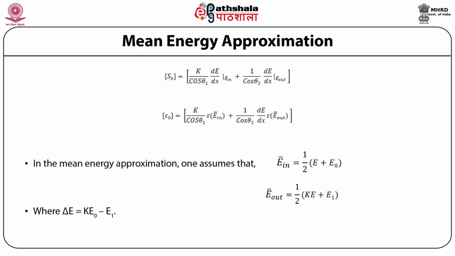In the mean energy approximation, one assumes that Ē in = 1/2 (E + E0), and Ē out = 1/2 (KE + E1), or Ē in is equivalent to E0 - 1/4 ΔE, and Ē out is equivalent to KE0 + 1/4 ΔE, where ΔE = KE0 - E1.